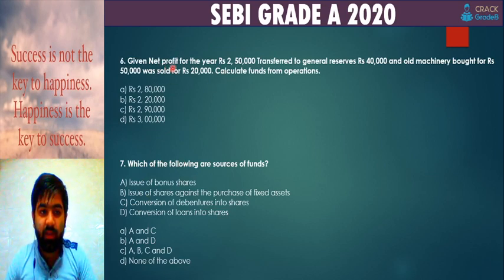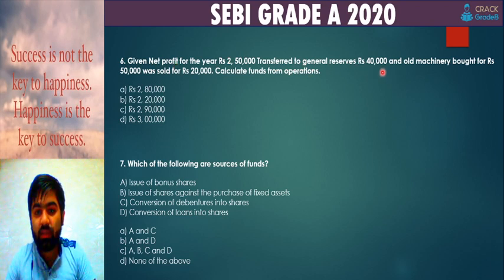Let us see. Given net profit for the year is 2,50,000, transferred to general reserve 40,000. In net profit we do not include this 40,000. This is done in the profit and loss appropriation account, not in the profit and loss account. When we get net profit, we have only revenue minus losses. So we have net profit here 2,50,000, and we have to calculate fund from operations. We have taken revenue and expenses here.